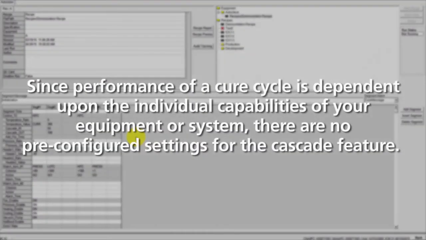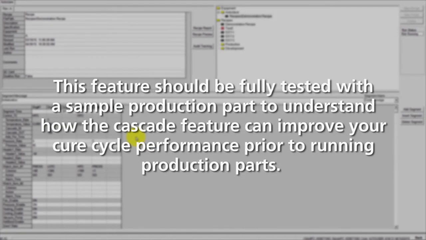Since performance of a cure cycle is dependent upon the individual capabilities of your equipment or system, there are no pre-configured settings for the Cascade feature. This feature should be fully tested with a sample production part to understand how the Cascade feature can improve your cure cycle performance prior to running production parts.